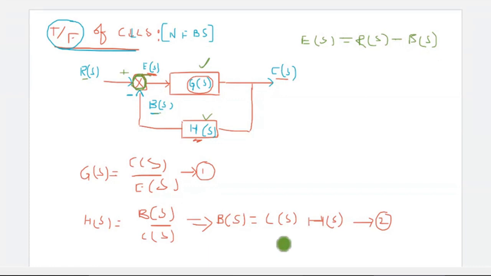Okay, we know the B of S value. From equation number 2, what is B of S? B of S is equal to C of S into H of S. In place of B of S, just substitute this one. So substitute B of S from equation number 2. Then we are getting R of S minus C of S into H of S.